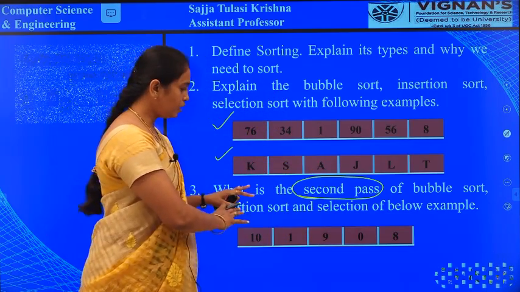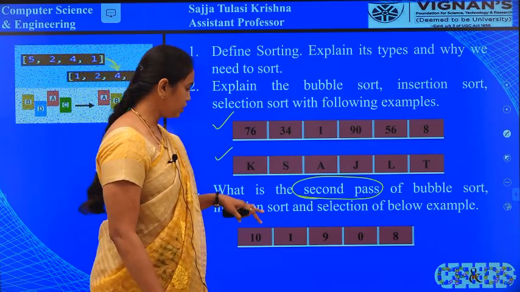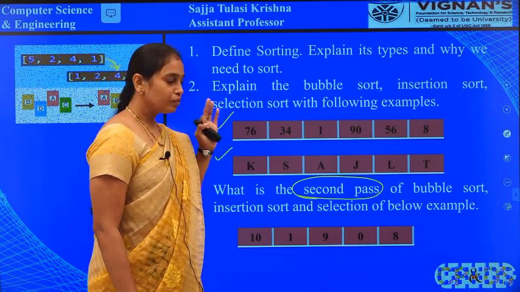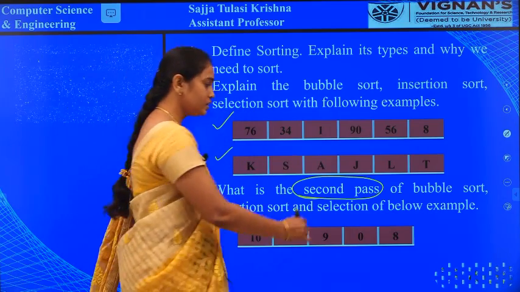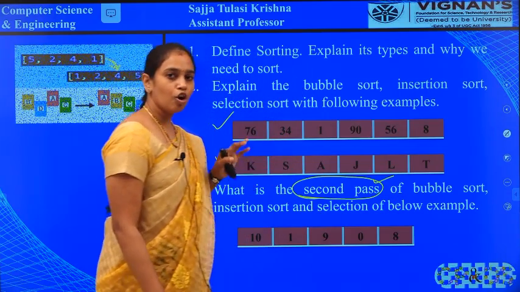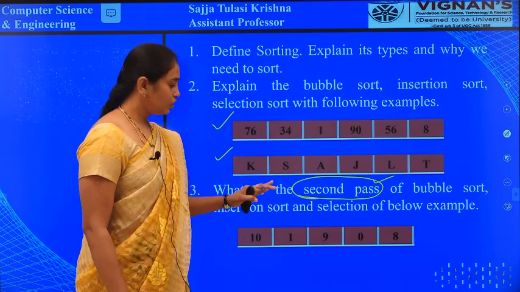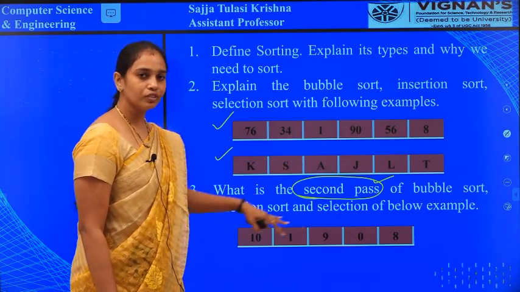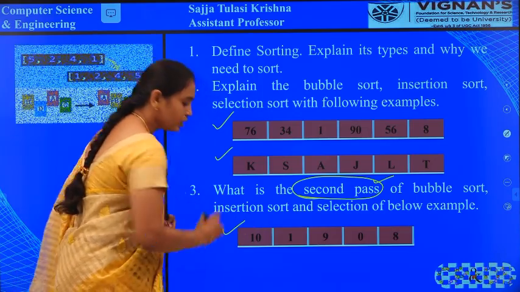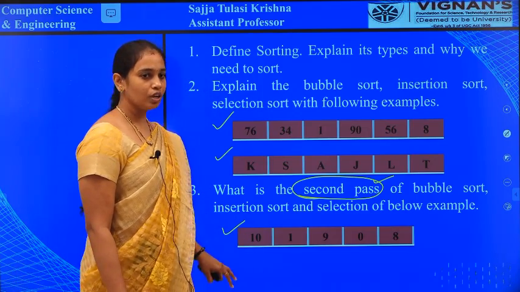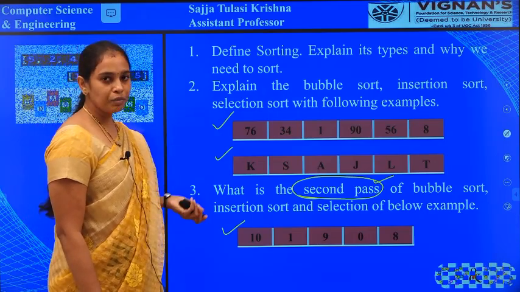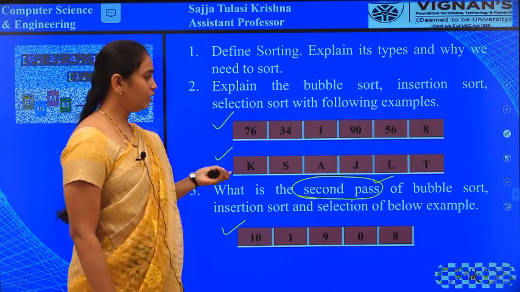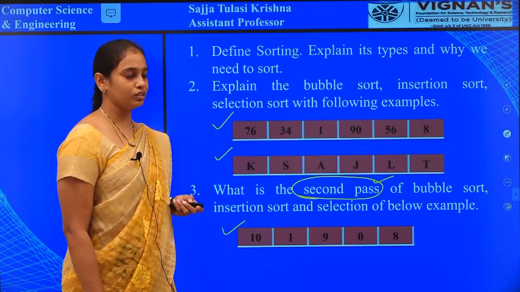We are done with these 3 sorts. While sorting, we have to mention the passes. In the examination there is a chance of being asked how many passes, or what is the output. That's why I mention this question: what is the second pass of the 3 sorts while sorting this example? So these assignment questions you have to practice, then you will get a better understanding of these sortings.